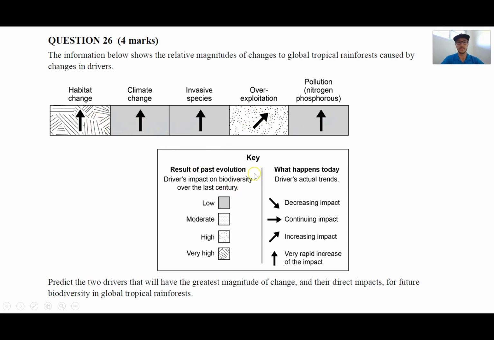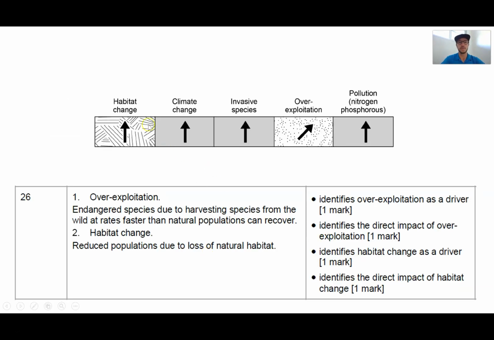Then we see these arrows, and we have an increasing impact, and straight up is a very rapid increase of the impact. So predict the two drivers, so out of these 5, which has the greatest magnitude of change on an ecosystem and their direct impacts for future biodiversity in global tropical rainforests. So with that in mind, you can pause the video here, come up with some of your own thoughts before we answer them.